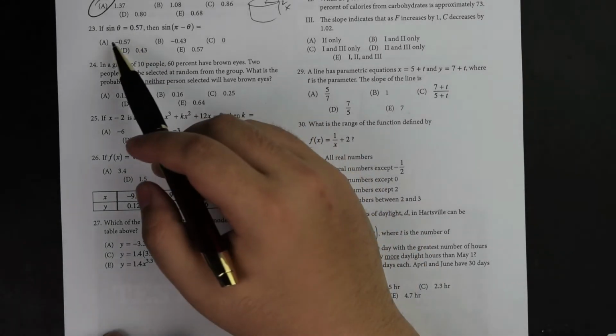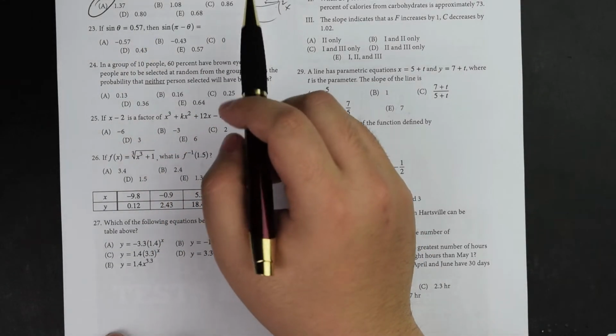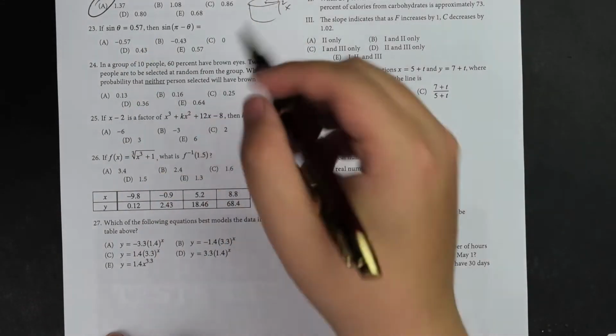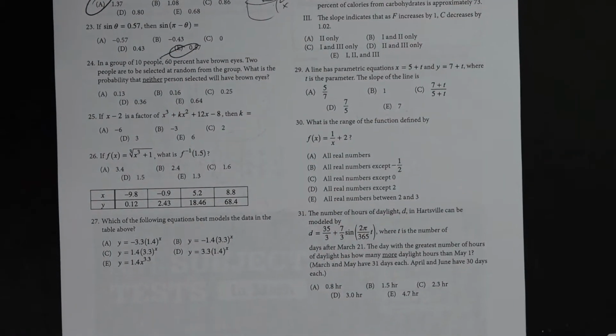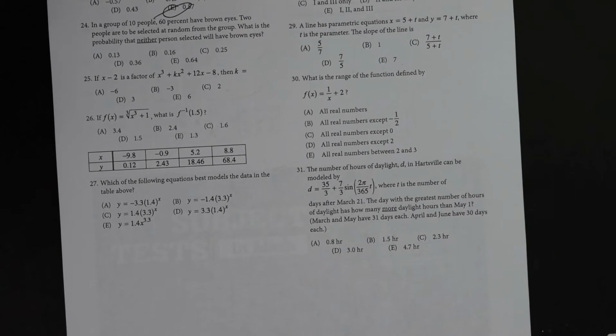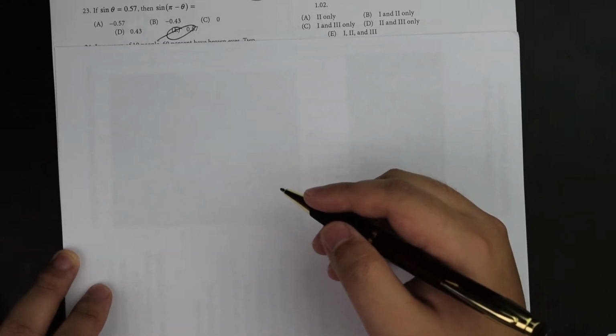Okay, so for number 23, my final answer is E, and now I'm going to explain to you how I was able to do so. The important thing you must remember is that this is a concept based on what we call the unit circle. This is more of a terminology or conceptual understanding question.